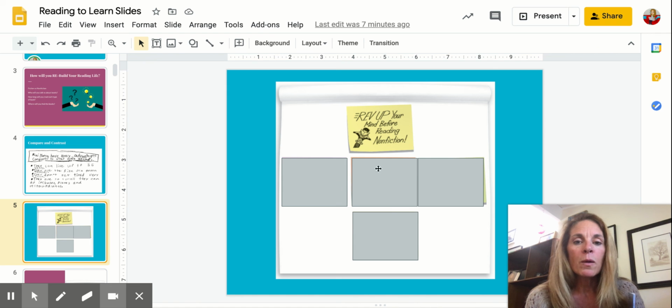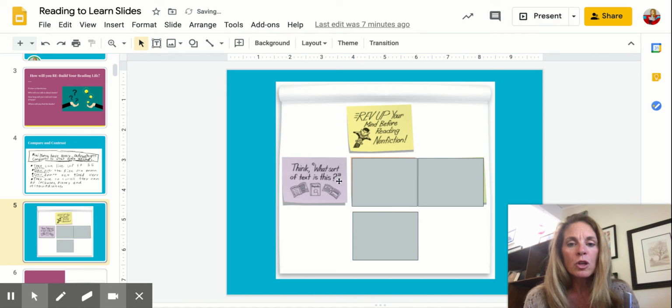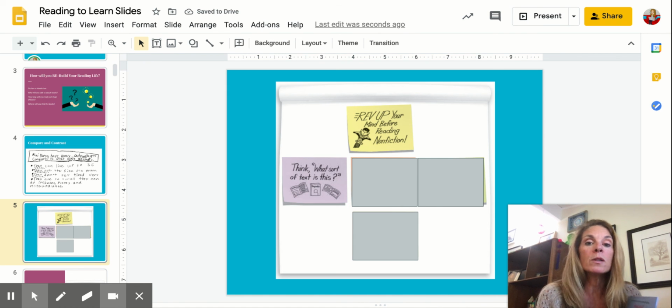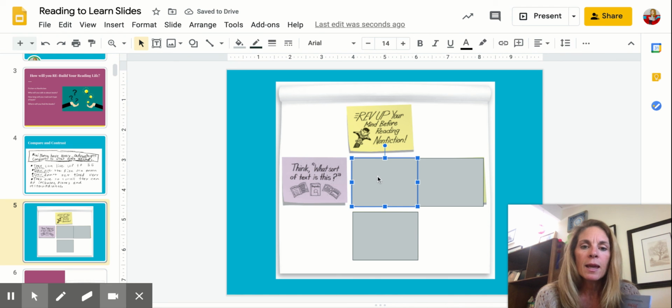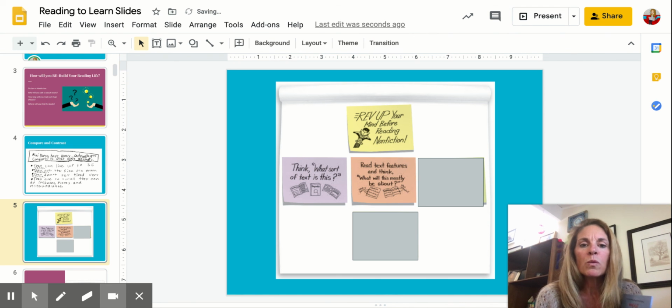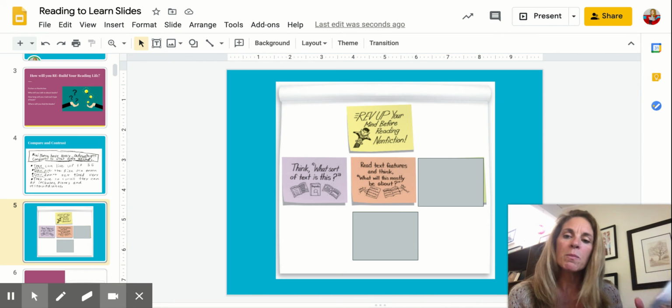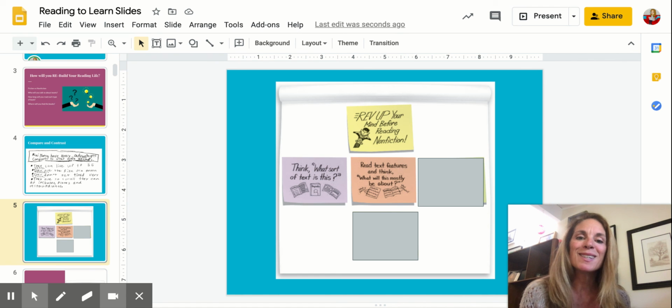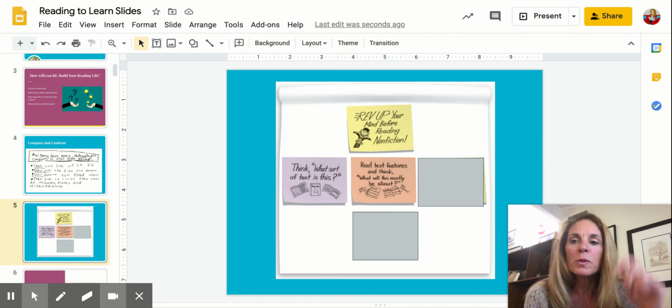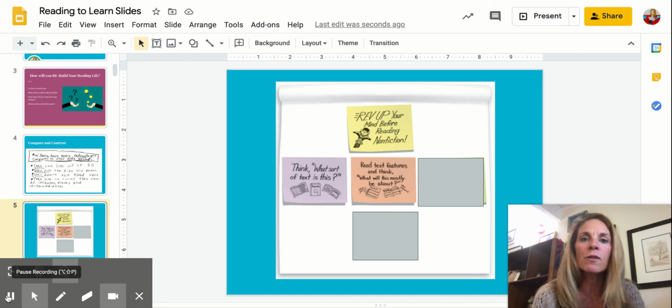So in conclusion, we think about what sort of text our book is, and we read text features and think, what is this part mostly going to be about? And I'm going to challenge you today to do that. So go ahead and get yourselves ready. Rev up your minds just like you're a motorcycle driver and have a good time reading your nonfiction books today.